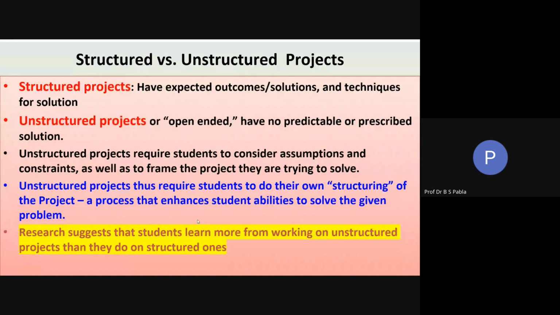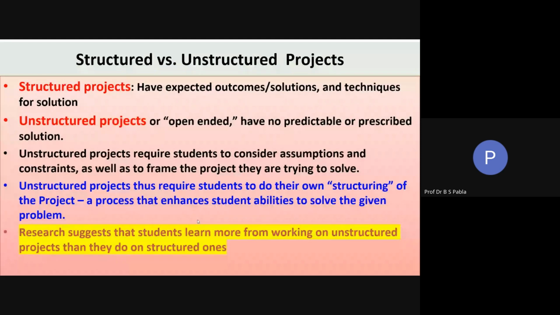Maybe the cost is a constraint. I cannot make a very costly project. Maybe the weight of the product is a constraint. Maybe the shape of the product is a constraint. Right? Maybe it has to be very safe, so I cannot have sharp edges on this. That type of assumptions and constraints the student only will come up with. If he starts thinking in that way, he learns many things.